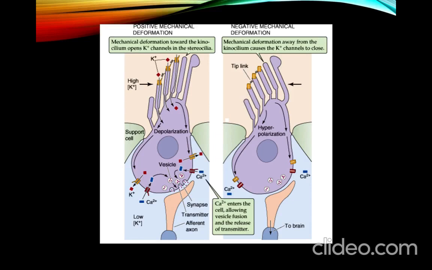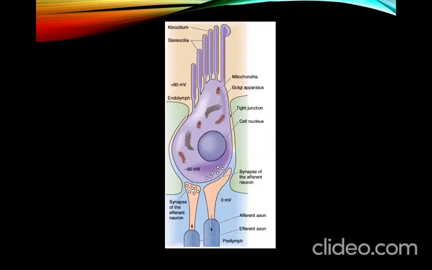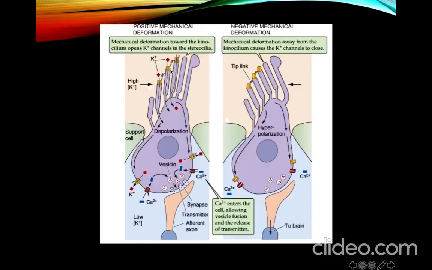So how is the impulse transmitted? Here I again show you the picture. I have explained that whenever a sound wave comes, it causes the movement of the basilar membrane, and all these act as a unit. As you know, the hair cells are embedded in this membrane. So whenever this membrane moves, it causes the movement of both the stereocilia and the kinocilium.